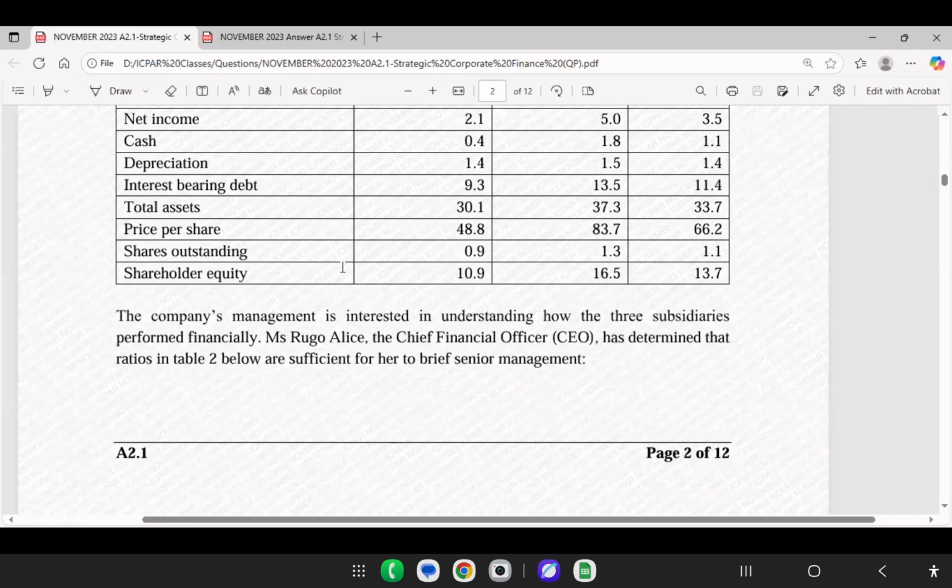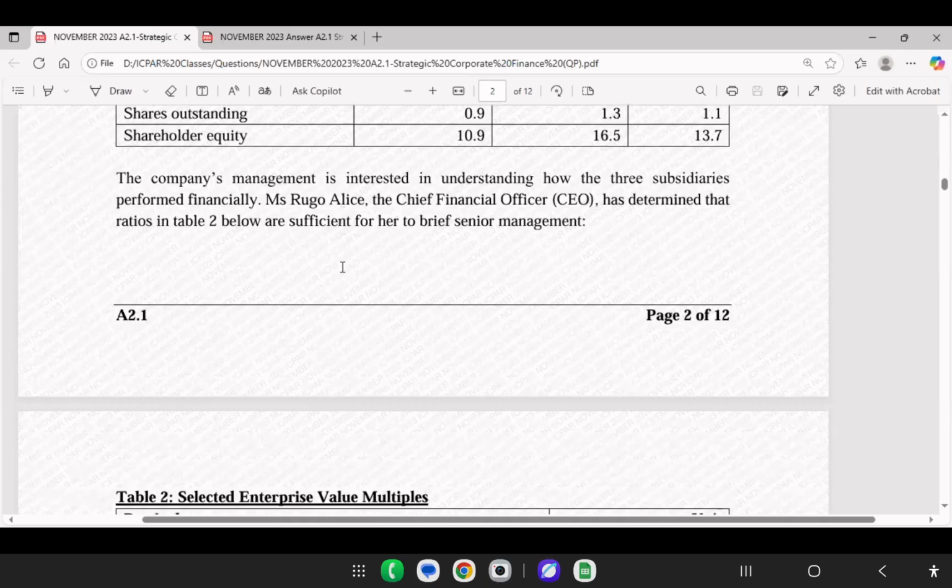The company's management is interested in understanding how the 3 subsidiaries performed financially. Ms Lungo Aris, the Chief Finance Officer, the CFO, has determined that the ratios in table 2 below are sufficient for her to brief senior management.